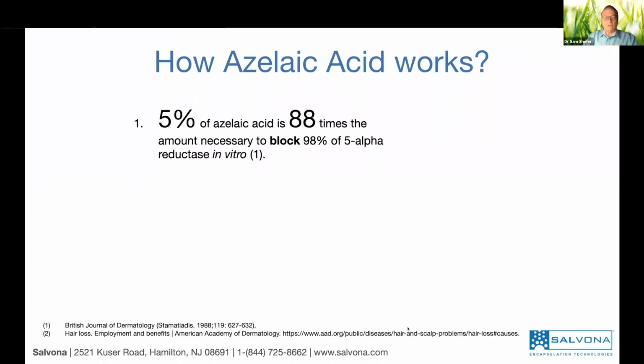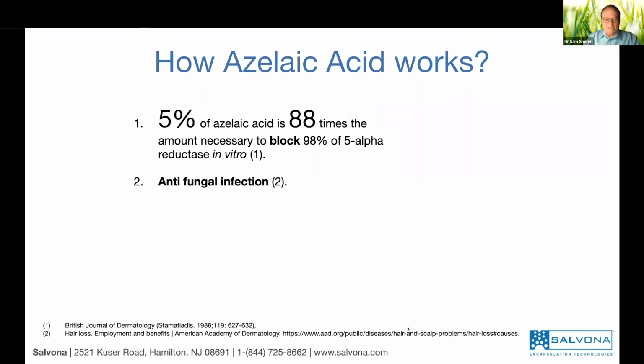How azelaic works. So people use 5% in formulas. And what we know is that 5% is 88 times, almost 90 times, the amount required to block almost all the receptors. But this is in vitro. So it's a very high level that is used, and you see the reference below. So this is one mechanism by which azelaic acid is working, competitive and non-competitive inhibition.